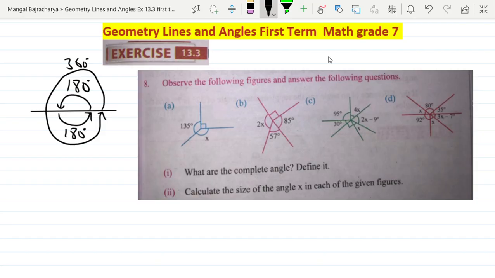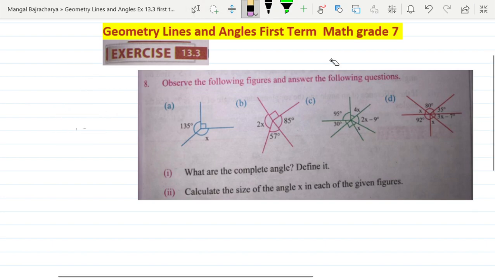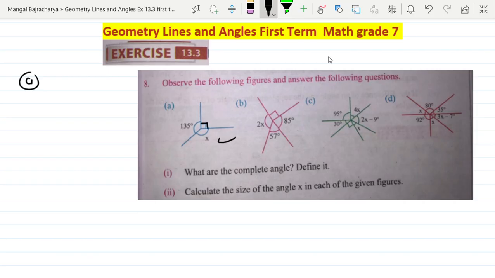First I start with A. So number 8. In number A, this whole complete turn is split into 3 angles. The first is 90, next is 135 degree, and another is x. So their sum must be 360 degree. That idea we'll use here. So x plus 135 degree plus 90 degree, 3 angles, is it? So their sum is going to be 360 degree.